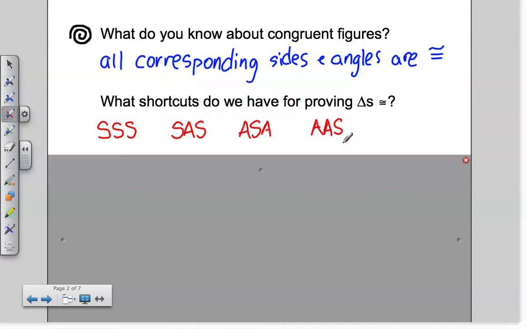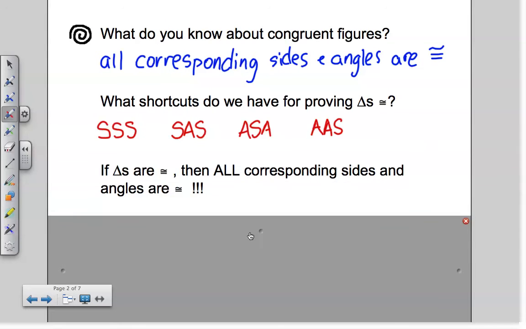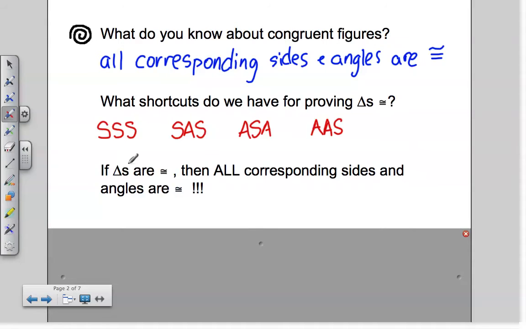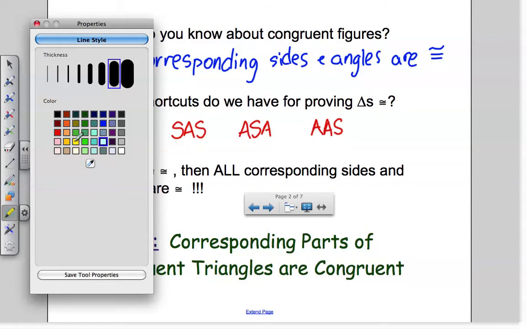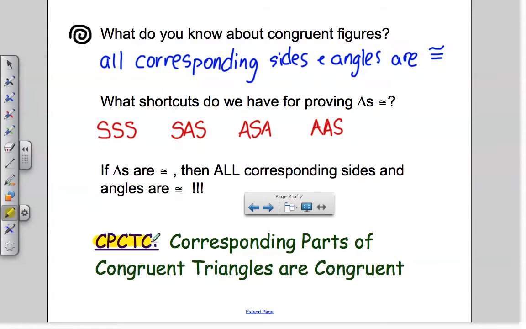But remember that if those triangles are congruent, it actually means that all of the corresponding sides and angles are congruent, not just the ones that you used to help prove the triangles congruent. What I just said, if the triangles are congruent by one of these shortcuts, then really we know all of the corresponding sides and angles are congruent. This leads us to this CPCTC. I'm giving you this abbreviation that you can use in a proof because what this actually stands for is corresponding parts of congruent triangles are congruent. There's your CPCTC.